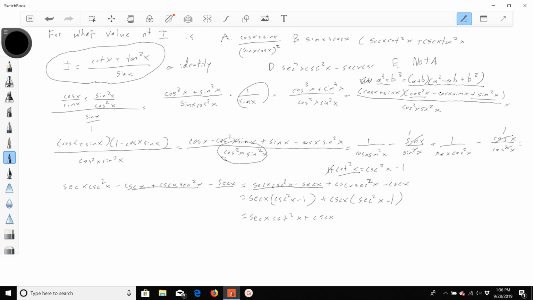Now cosecant x times, and secant squared x minus 1 is tangent squared x. And what is that? That is c. So I see the answer. Anyways, hopefully that made sense to you all.